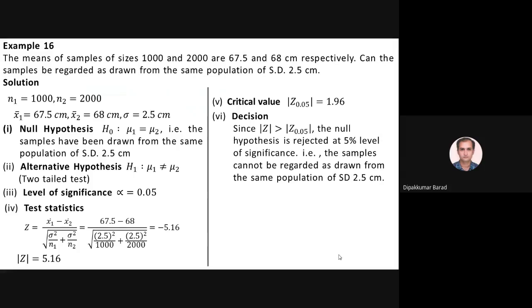Since it is not given otherwise, at 5% level it is 1.96. Here mod z is greater than the critical value, so the null hypothesis is rejected at 5% level of significance. That is, the samples cannot be regarded as drawn from the same population of standard deviation 2.5 centimeter.